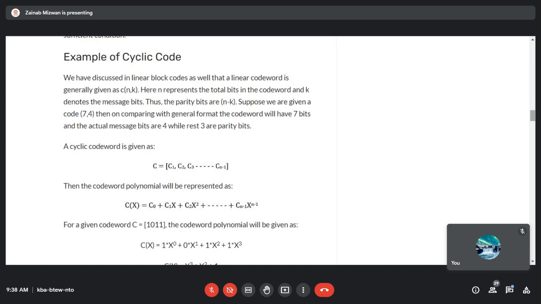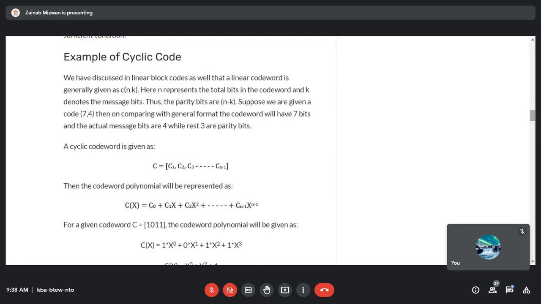As we have discussed in linear block codes, a linear code word is generally given as (n, k). Similarly, for the cyclic code it will also be given as (n, k) only. The representation will not change. In the linear block code we have seen (7,3) given, or (6,3), (7,4), or (8,4). It is called the representation of the block code. Similarly, the cyclic codes are also represented as (n, k).